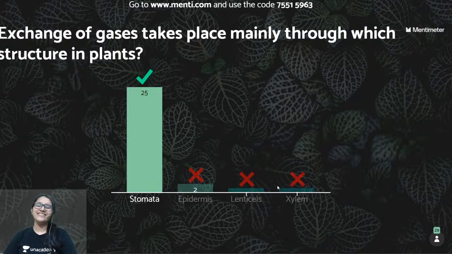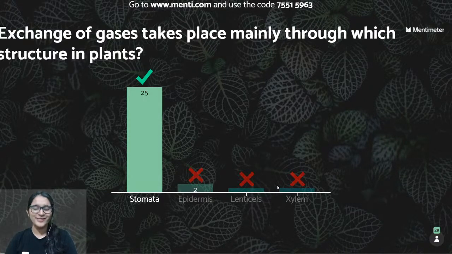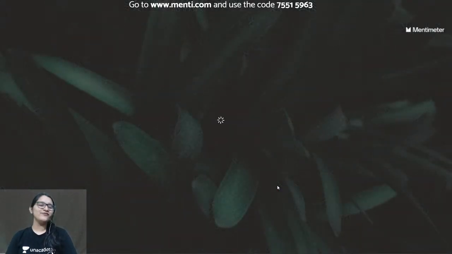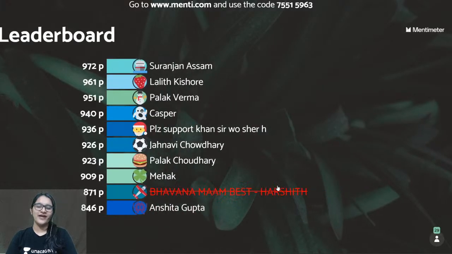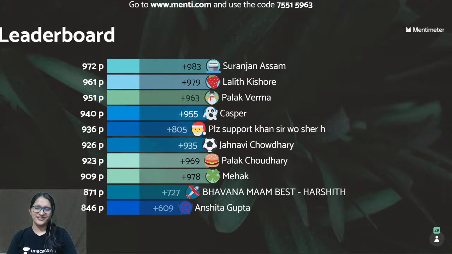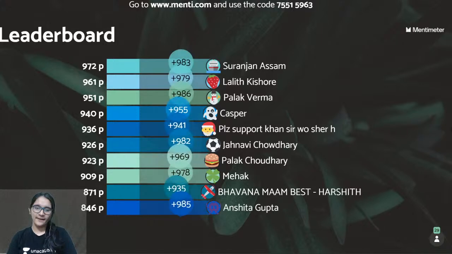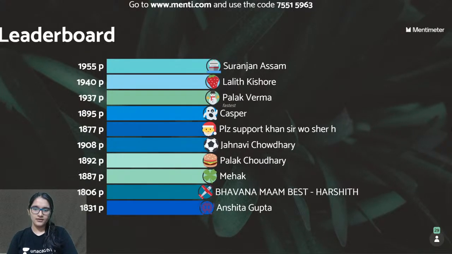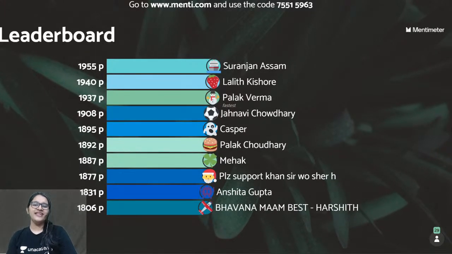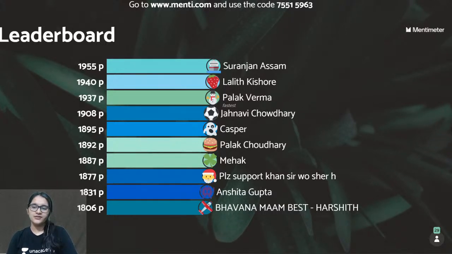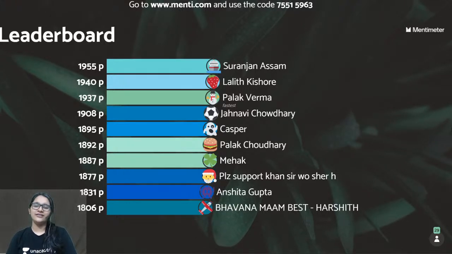Perfect! The correct answer is stomata. 25 if you have answered it absolutely correct. Hi, Harshit. So we have Suranjan, Lalit, Palak, Janvi, Casper, Palak, Mehek, please support Khansor, wo sher hai. Then we have Anshita and Harshit giving us the absolute correct answer, and they are the top 10. Hi, Palak. You have given us the absolute fastest answer. Congratulations.